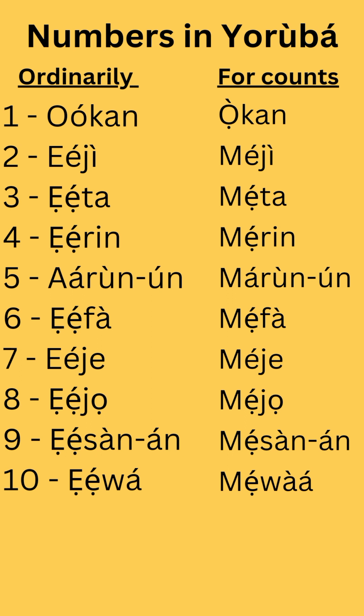For count, 1 ọ̀kan, 2 méjì, 3 mẹ́ta. So if you want to say 3 oranges, you say ọsàn mẹ́ta. If you want to say 2 oranges, you say ọsàn méjì. If you want to say 1 orange, you say ọsàn kan. Okay? 4 mẹ́rin, 5 márùn-ún, 6 mẹ́fà, 7 méje, 8 mẹ́jọ, 9 mẹ́sàn-án, 10 mẹ́wàá.